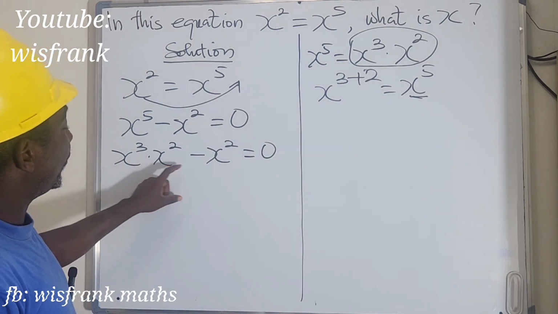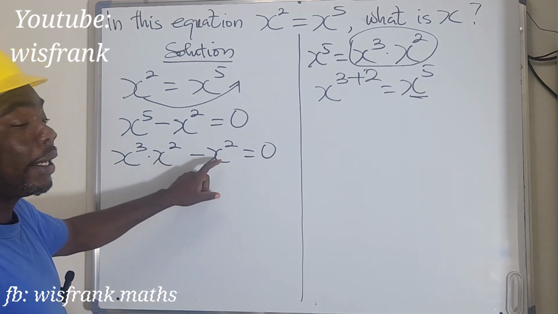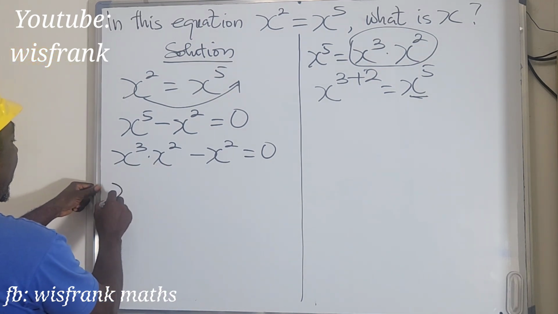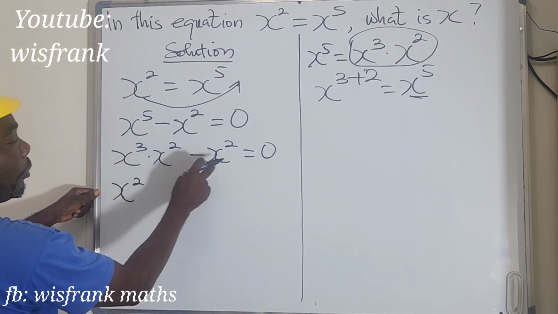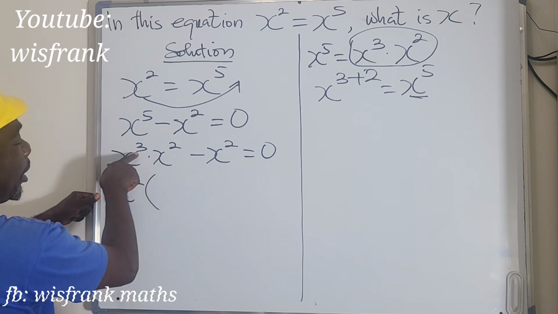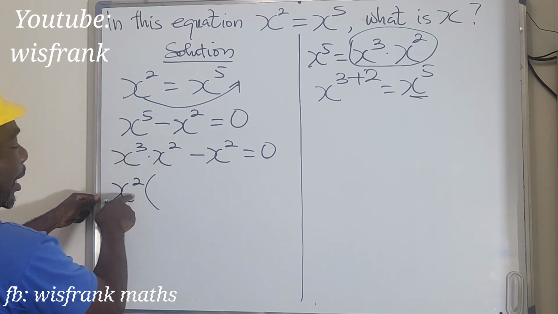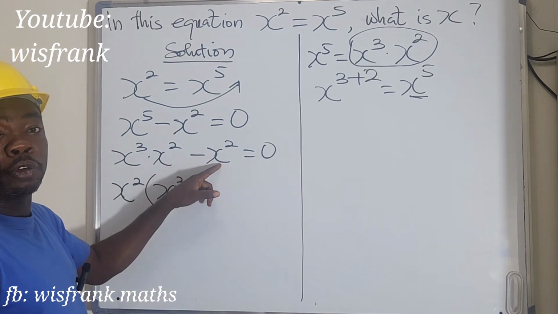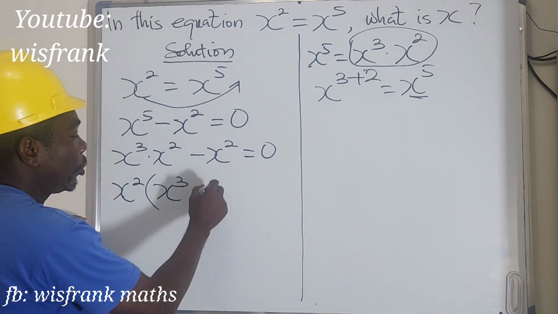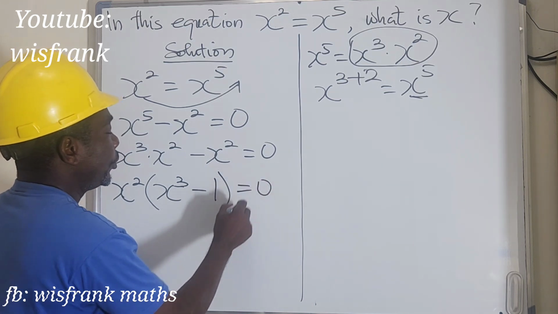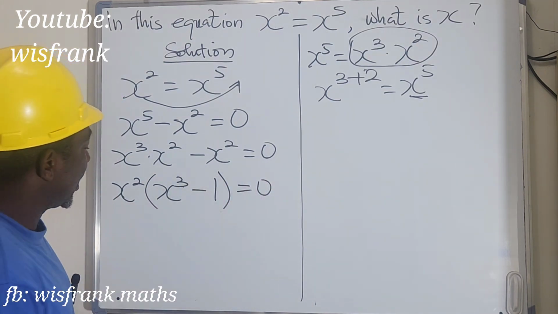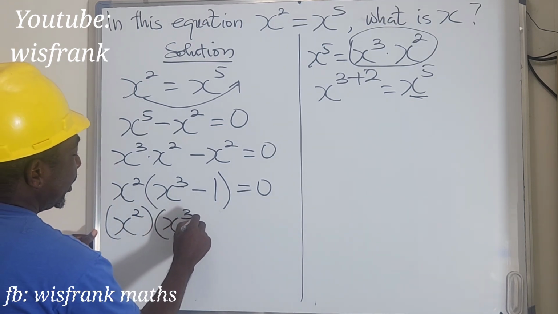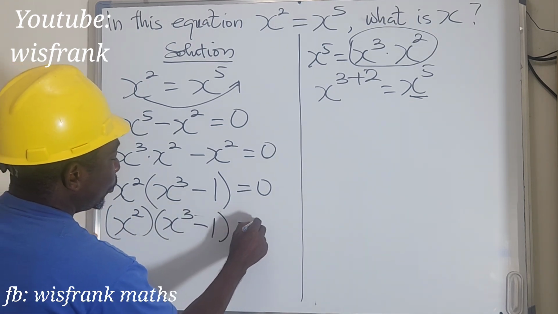So now we have a common factor between this value and this value, so we can factor it out. x to the power of 2 is a factor of these two. So x to the power of 3 times x to the power of 2 divided by x to the power of 2 will give us x to the power of 3, and x to the power of 2 divided by x to the power of 2 will give us 1. So this is what we have equals 0. This is the same thing as x to the power of 2 all into x to the power of 3 minus 1 equals 0.